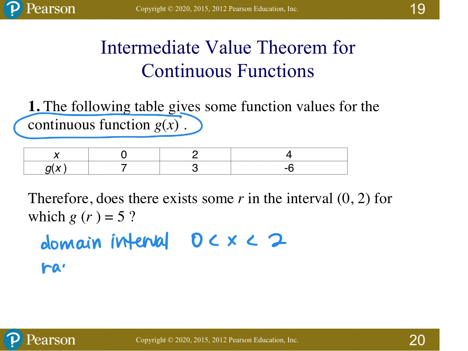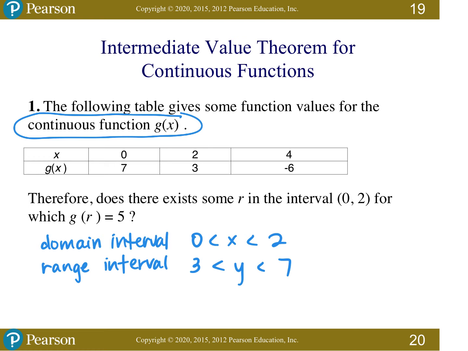What's the range interval on that for that domain interval? 3 to 7. Okay, now no, don't write 7 to 3. For range, we don't write it in the order given, we write it in the order of low to high. And so the range is 3 to 7.